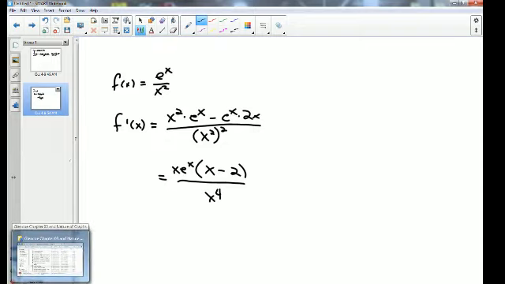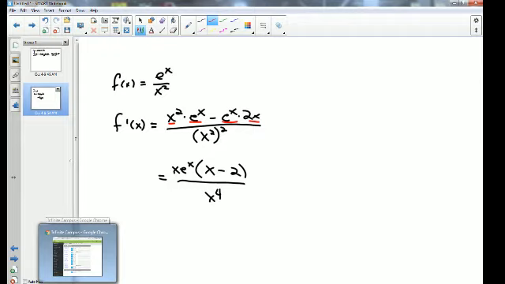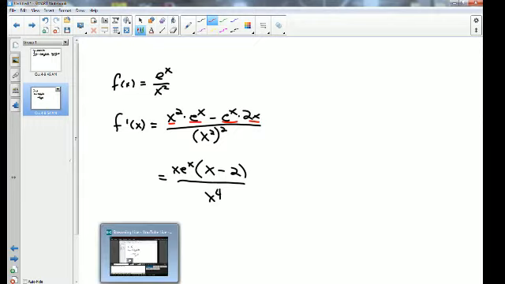Can I simplify more? How do you get the x e? Well, it's just common terms. There's an x and an e to the x here, and there's also an x and an e to the x here. You're just factoring, right? And then what's left is what you write in parentheses.